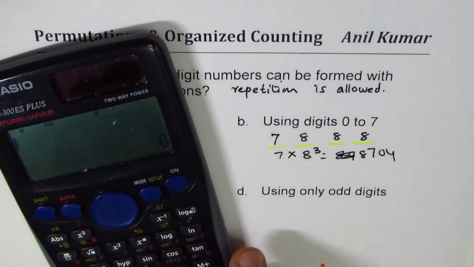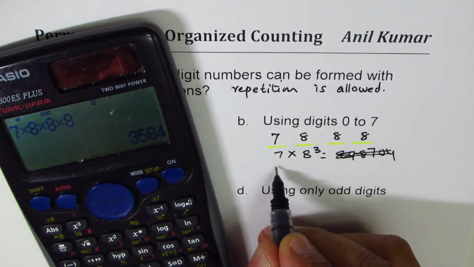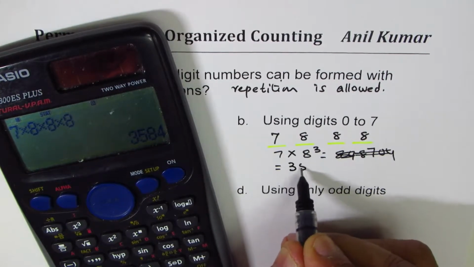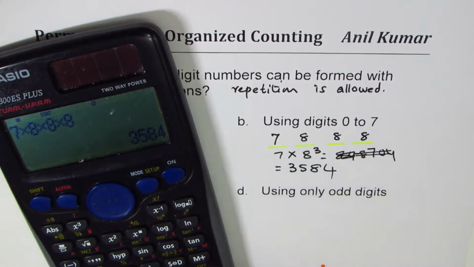Let me do it again. 7 times 8 times 8 times 8. That gives you, yeah, I knew this looked wrong. So 3584. So 7 times 8 cubed is 3584.